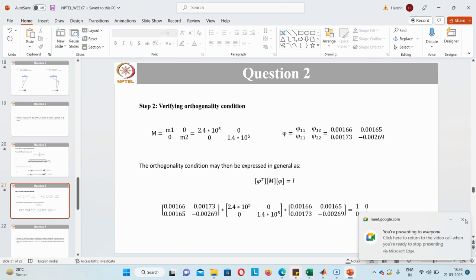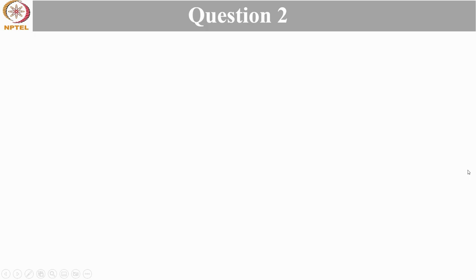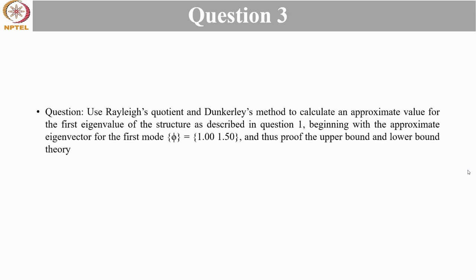Okay, so let's proceed ahead with the last question. Use Rayleigh's coefficient and Dunkerley's method to calculate the approximate value of the first eigenvalue for the structure I described in question 1, beginning with the approximate eigenvector for the first mode being 1, 1.5, and thus prove the upper bound and lower bound theory. Again, I will wait for a couple of minutes for you to think about how we'll proceed with the question, and then we'll see the solution.